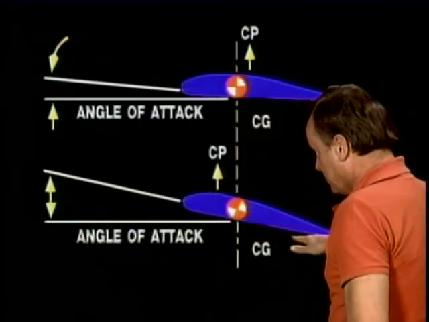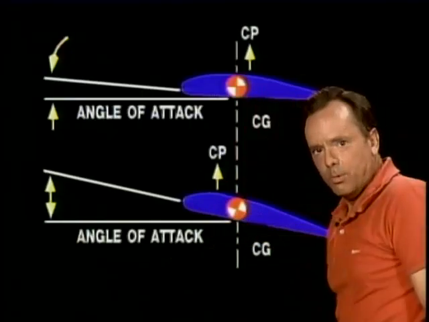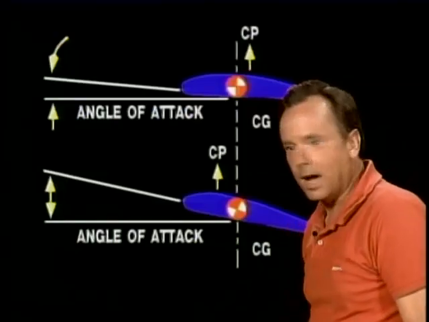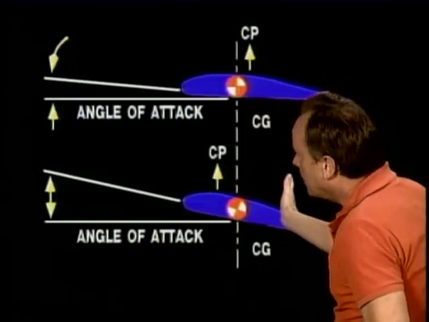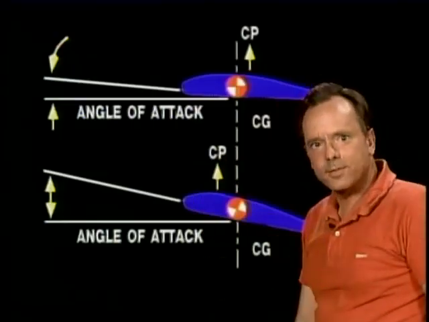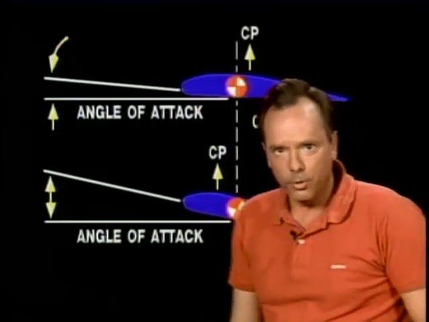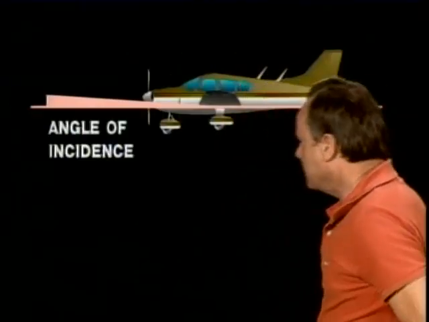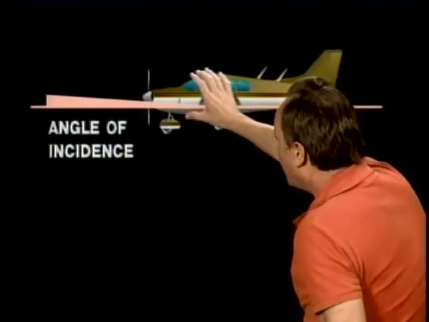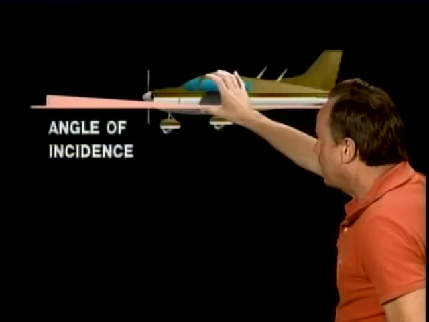Now, that's a non-symmetrical wing that happens to. Most wings are non-symmetrical, so you can leave that out. But as you increase the angle of attack, the center of pressure, which you can think of as being the center of lift, moves forward. Now, another concept we need to talk about is angle of incidence. And the angle of incidence has to do with how the wing is mounted on the aircraft.